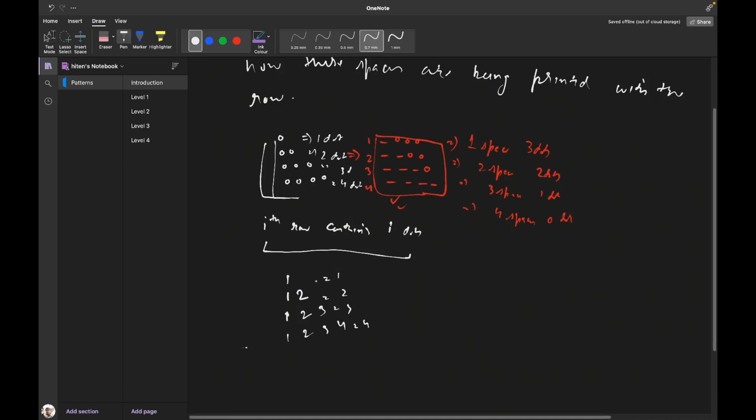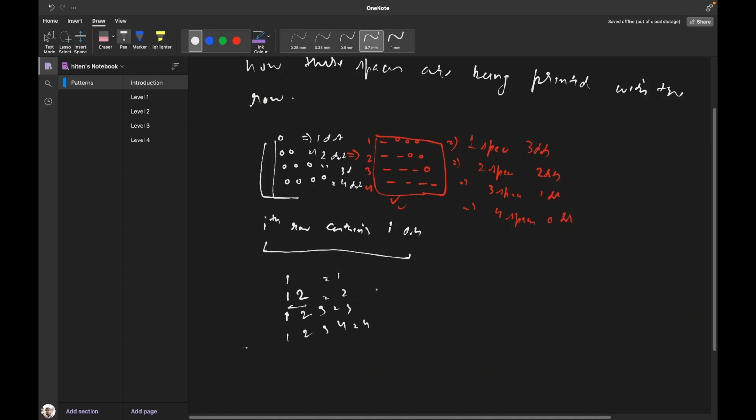Now we need to find the relation of how these numbers are being printed on the given row. The first row has 1, the second row has 1 2, the third row has 1 2 3. So we need to find a way to print this kind of sequence on the current row, or I would say on the ith row. If I just think about it, I'll end up with a very vague kind of approach, that I would simply print the numbers.